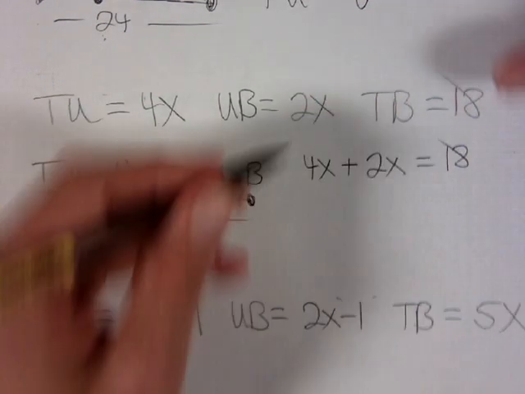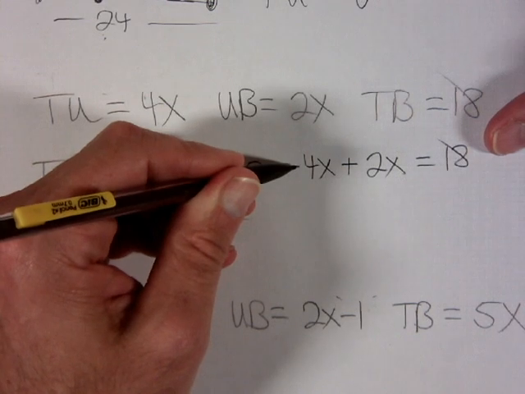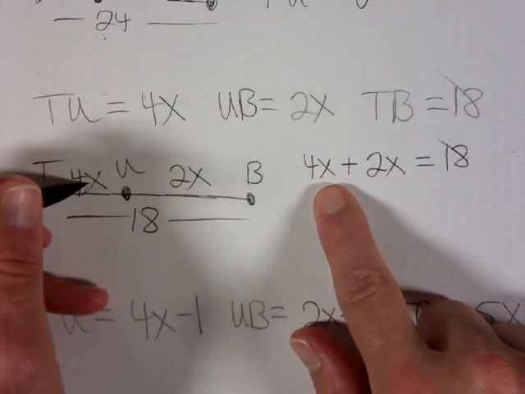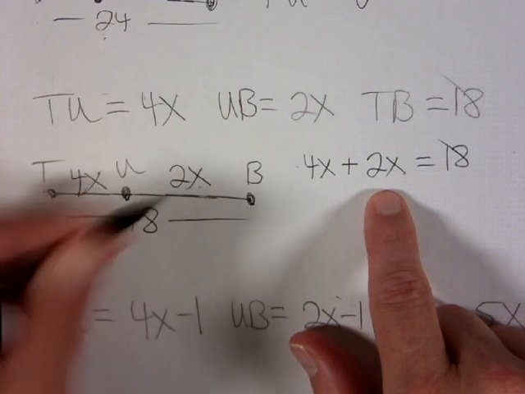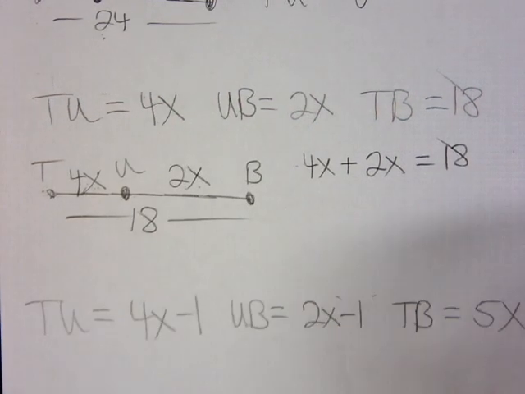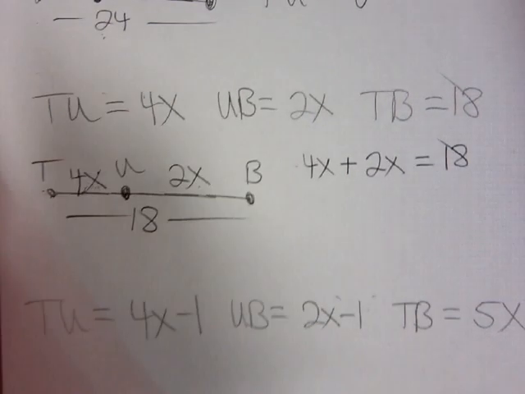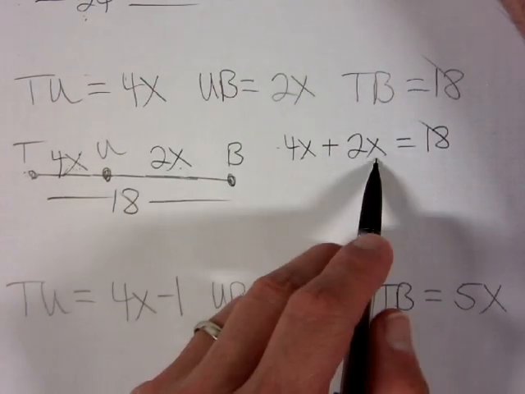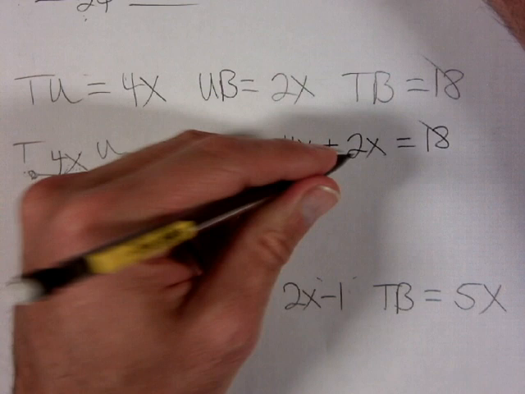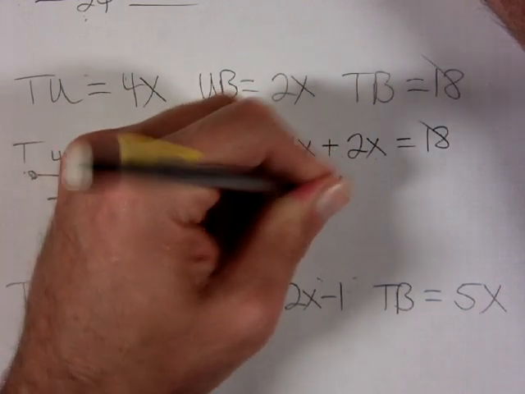So now this is the equation that we have to solve. Where did we get this from? This piece, 4x, plus this piece, 2x, equals 18 by the segment addition postulate. The last lesson we reviewed solving equations. Well, what do I need to do? I can add these two x's together. What's 4x plus 2x? 6x. Equals 18.